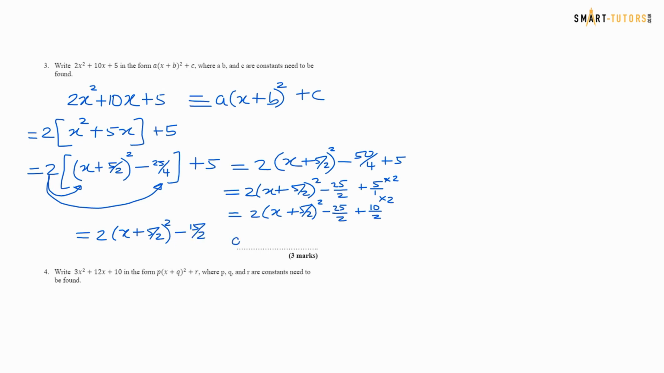So now we found a, which is 2, b, which is 5 over 2, and c is negative 15 over 2.